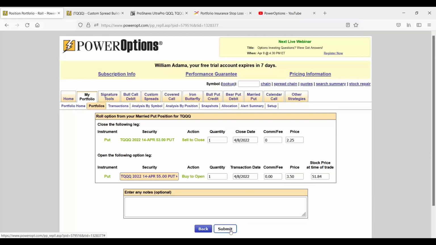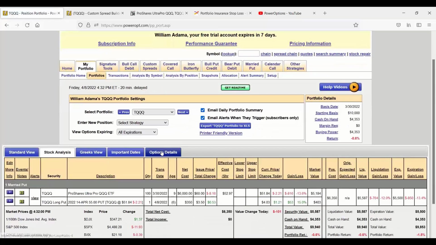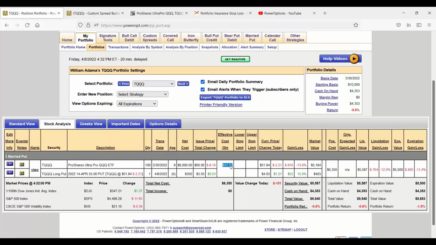All right, don't know what the stock price time of trade is. We're just going to assume it's again today. It doesn't matter for the recording. So what have we done now? We've got our position to 52.97. That's your effective cost per share on the stock, including the profits and losses on the positions.